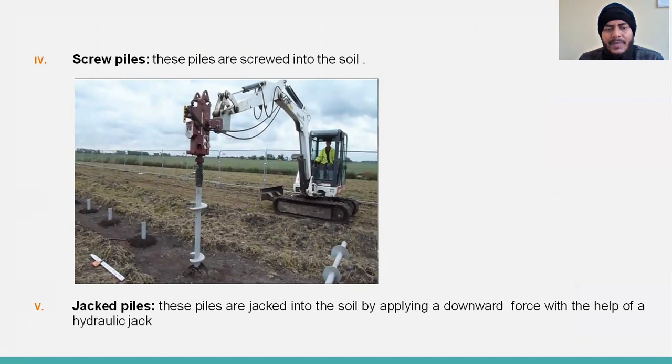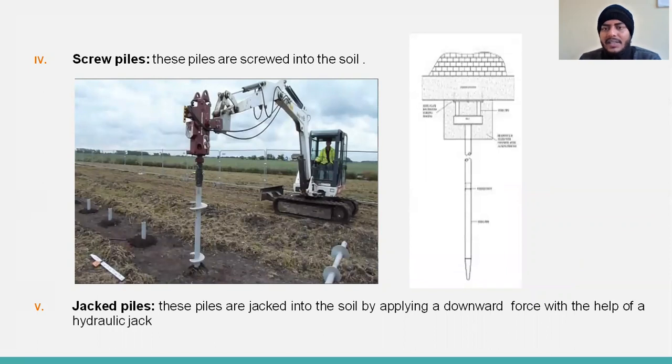Jack pile. These piles are jacked into the soil by applying a downward force with the help of a hydraulic jack. You can see in the figure, by hydraulic jack we are driving these piles into the soil by applying this downward force. We rarely use these jack piles, this method.